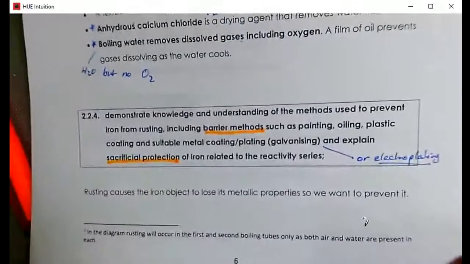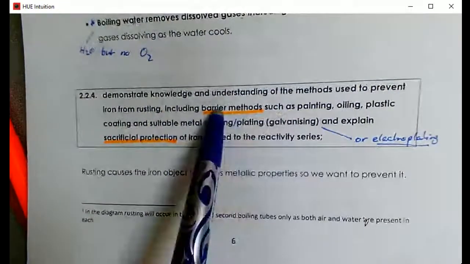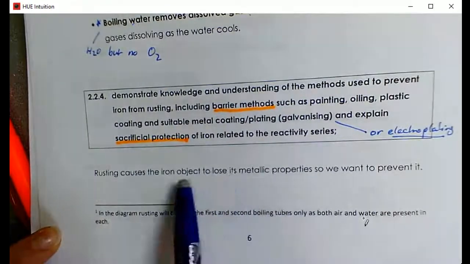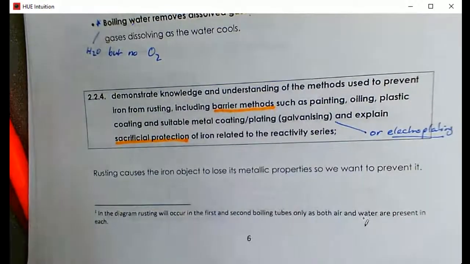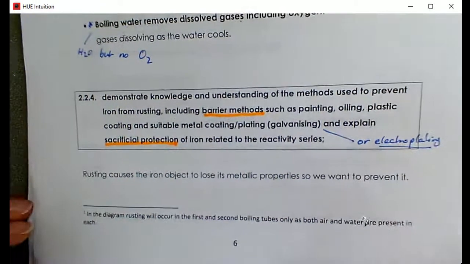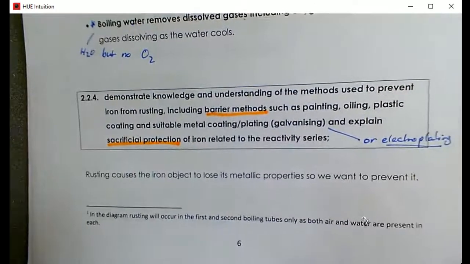Okay, so if you go to this, 224, the bottom page 6, you'll see the first, as I say, straightforward method. First of all, just to identify that rusting causes an iron object to lose its metallic properties. So it's no longer malleable and ductile, no longer has a high melting point, and so on. So you want to prevent that, right? If the metal corrodes, it becomes very brittle, because now it's not metallic, it's an ionic compound.